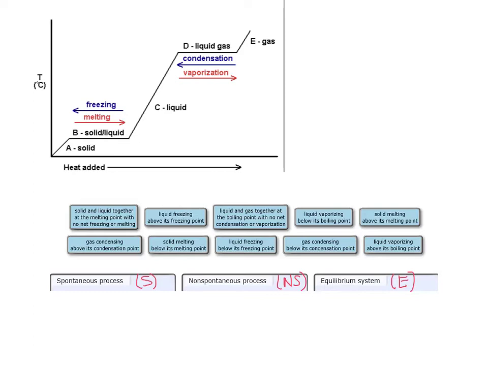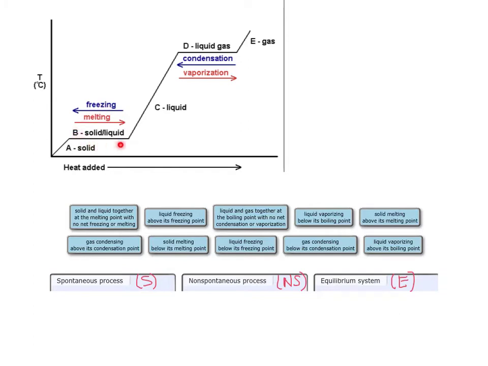So up at the top here, you'll notice that I've put a phase change diagram, and this will just help us when we're walking through kind of what's going on in all of these different processes. So we'll go ahead and start at the top left. Solid and liquid together at the melting point with no net freezing or melting. So the melting point, we're going to be over here.